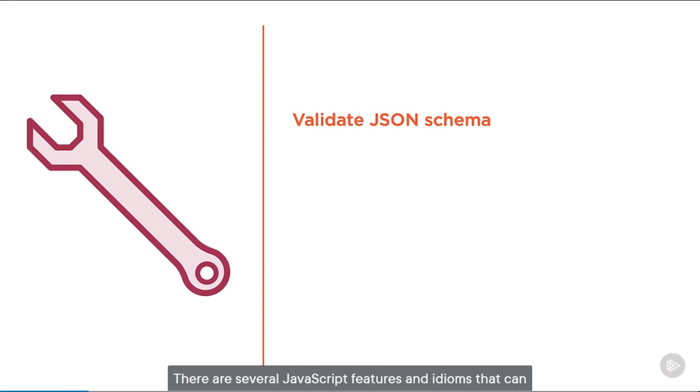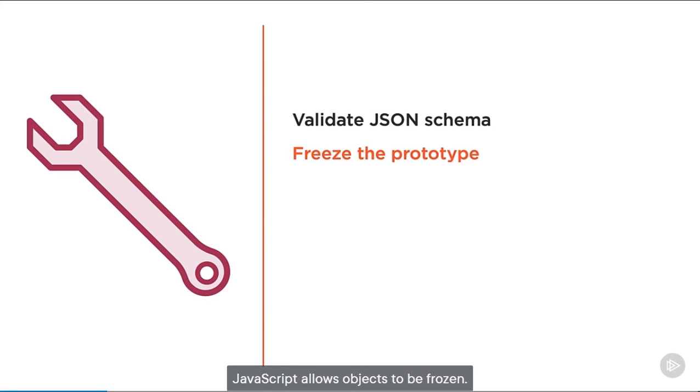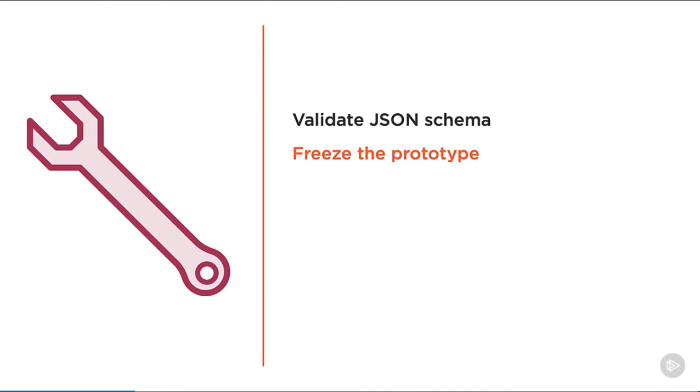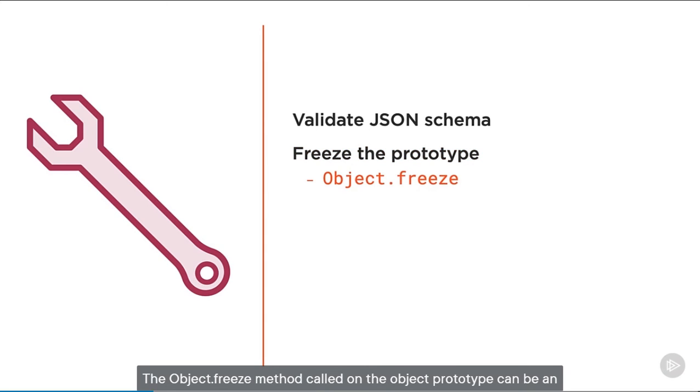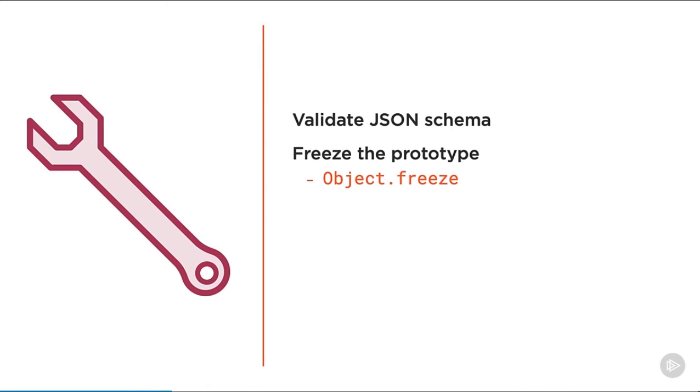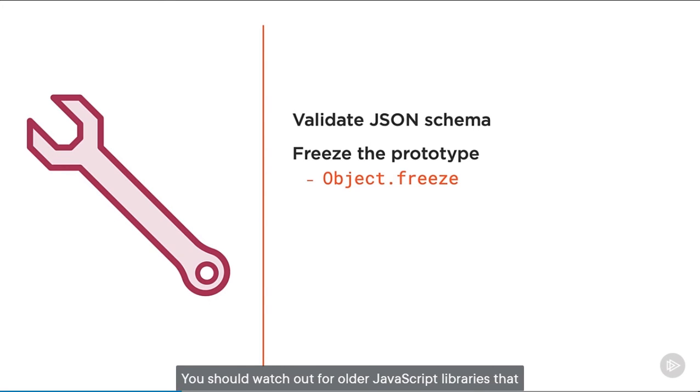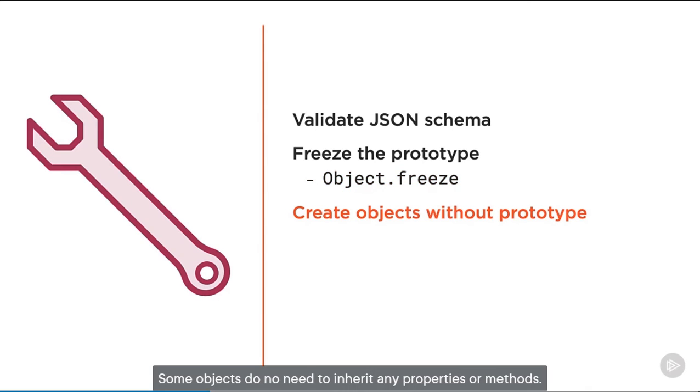There are several JavaScript features and idioms that can provide additional layers of security. JavaScript allows objects to be frozen. This prevents objects from modification. No new properties can be added to a frozen object, and the values of existing properties cannot be changed. The Object.freeze method called on the object prototype can be an effective way to protect against prototype pollution. You should watch out for older JavaScript libraries that extended the object prototype, because freezing it can prevent those libraries from working correctly.